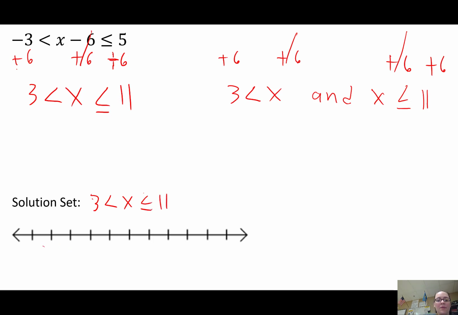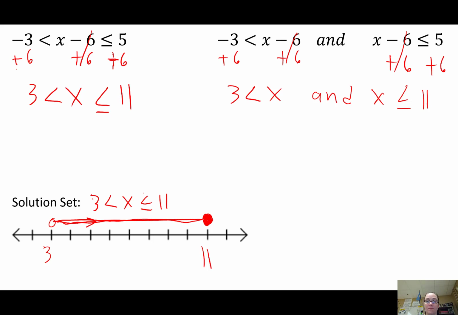So this means at 3, I'm going to have an open circle shading to the right. And at 11, I'm going to have a closed circle shading to the left. So my graph is that overlapping section right there. All right, let's look at the next one.